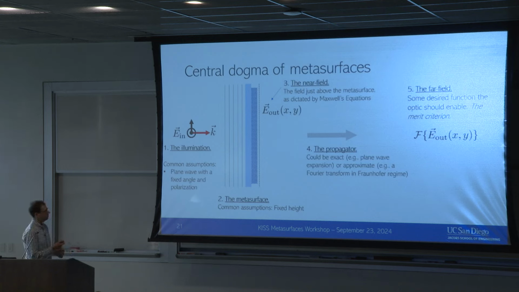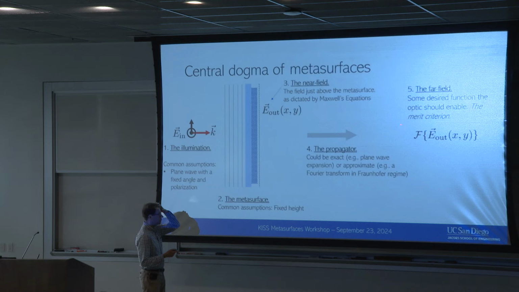We have illumination, which is very frequently just assumed to be a plane wave at a fixed angle with a fixed polarization. We have the metasurface itself, which is commonly assumed, but it's not inherently so, to be of a fixed height. We have what I call the near field, which is the field that is produced by the metasurface from the incident wave just above the metasurface, as dictated by Maxwell's equations. We have a propagator, which could be an exact propagator like a plane wave expansion, or it could be one that's approximate, like just the Fourier transform in the Fraunhofer regime. I'm not being specific about that. And we have a far field, which is the propagator applied to the near field, which is the desired function that the optic should enable, otherwise known as the merit criterion. I'm sure that's what John will call it in his presentation.